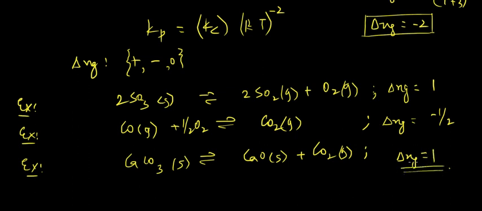And why would delta Ng be 1? Because delta Ng is moles of gaseous products minus moles of gaseous reactants. The gaseous product is only one in this case, and there is no gaseous reactant. So moles of gaseous reactant would be 0, hence delta Ng would be 1 minus 0, which would be 1.